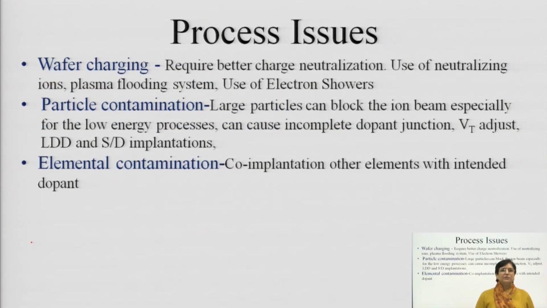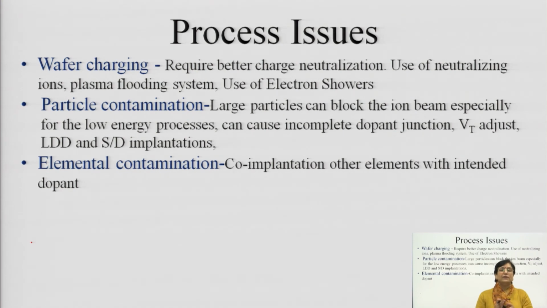So, what are the process issues? The very first process issue is that whenever we are carrying out ion implantation, charged ions or charged species are striking against the wafer. Whenever these charged species strike the wafer, there is a possibility of recoil, and charges get accumulated and are imparted onto the substrate.